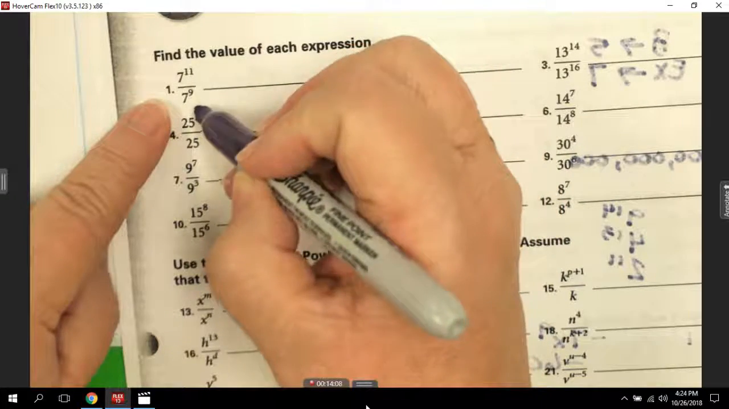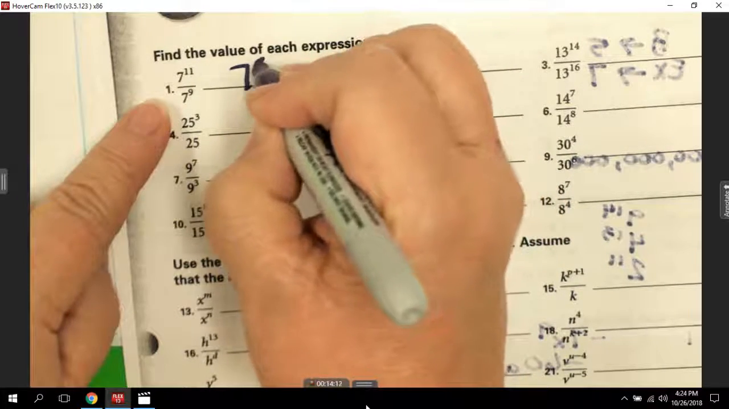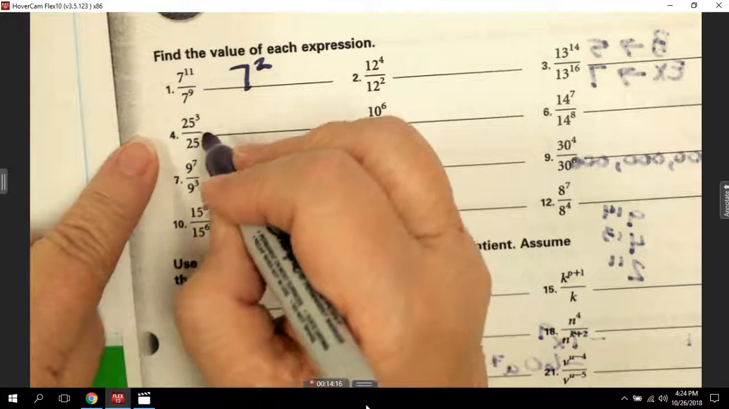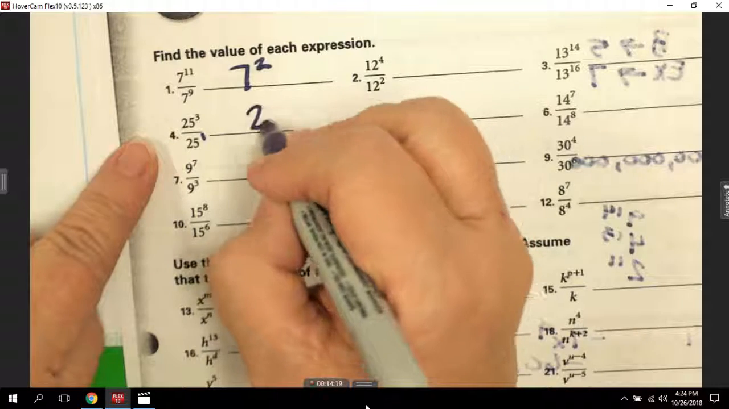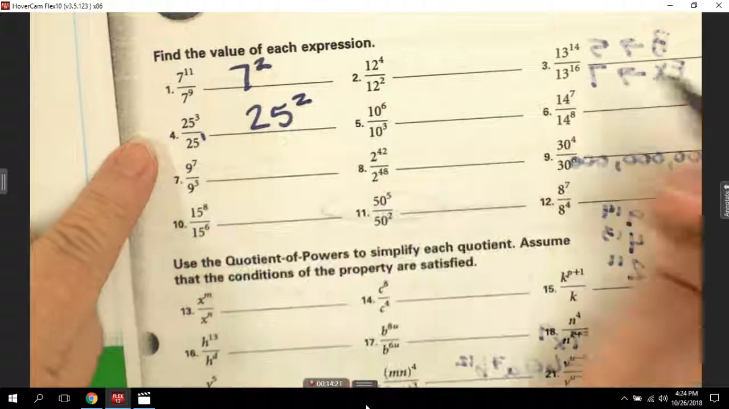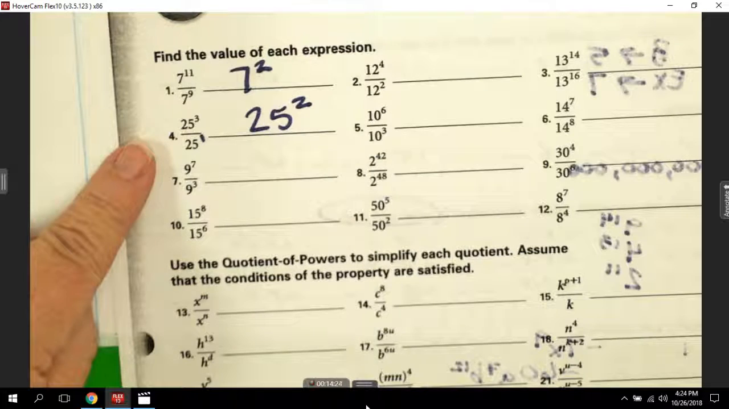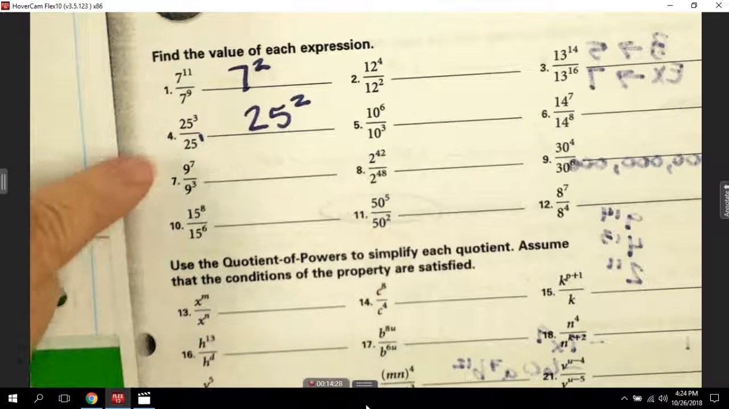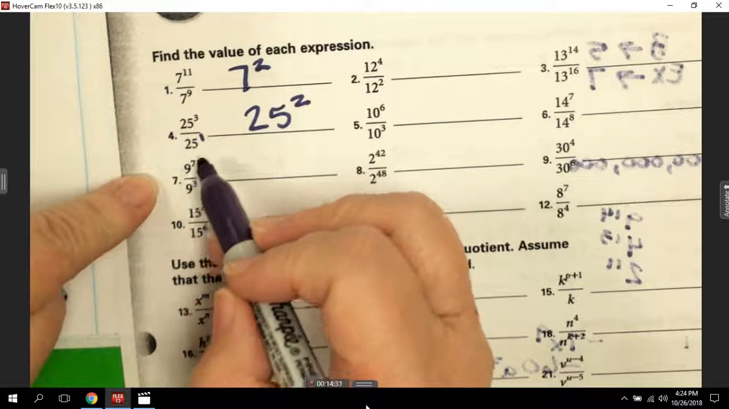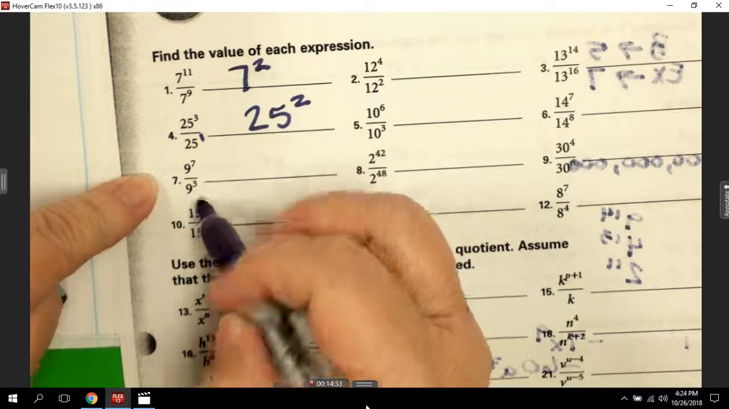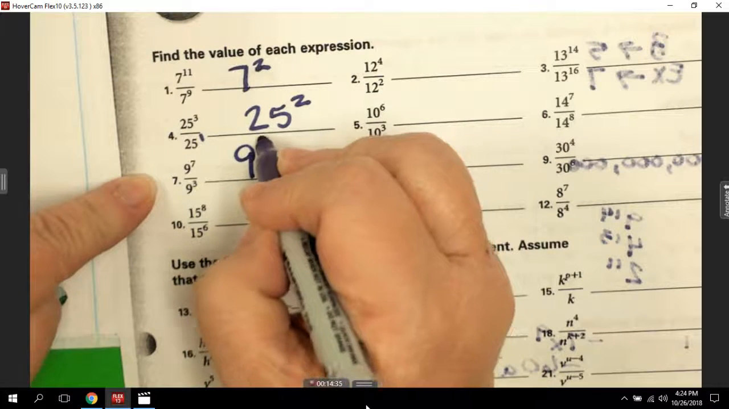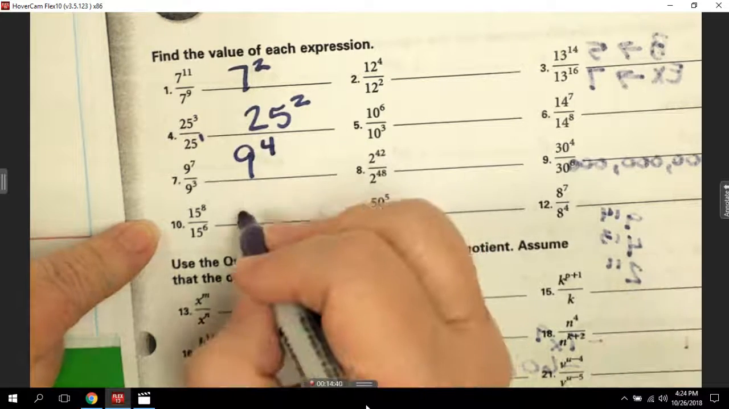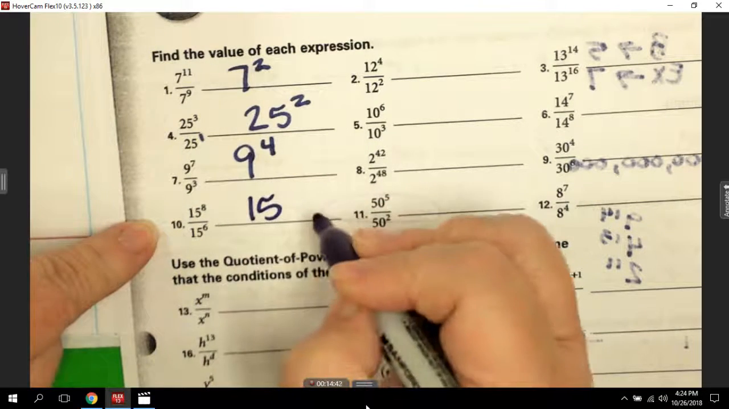7 to the 11th divided by 7 to the 9th is going to be 7 to the 2nd power. 25 to the 3rd divided by 25 to the 1st is 25 to the 2nd. We were simply asked to divide. It did not say to evaluate, so we're not calculating it. 9 to the 7th divided by 9 to the 3rd, we're going to subtract the exponents. Base numbers are the same. 9 to the 4th.